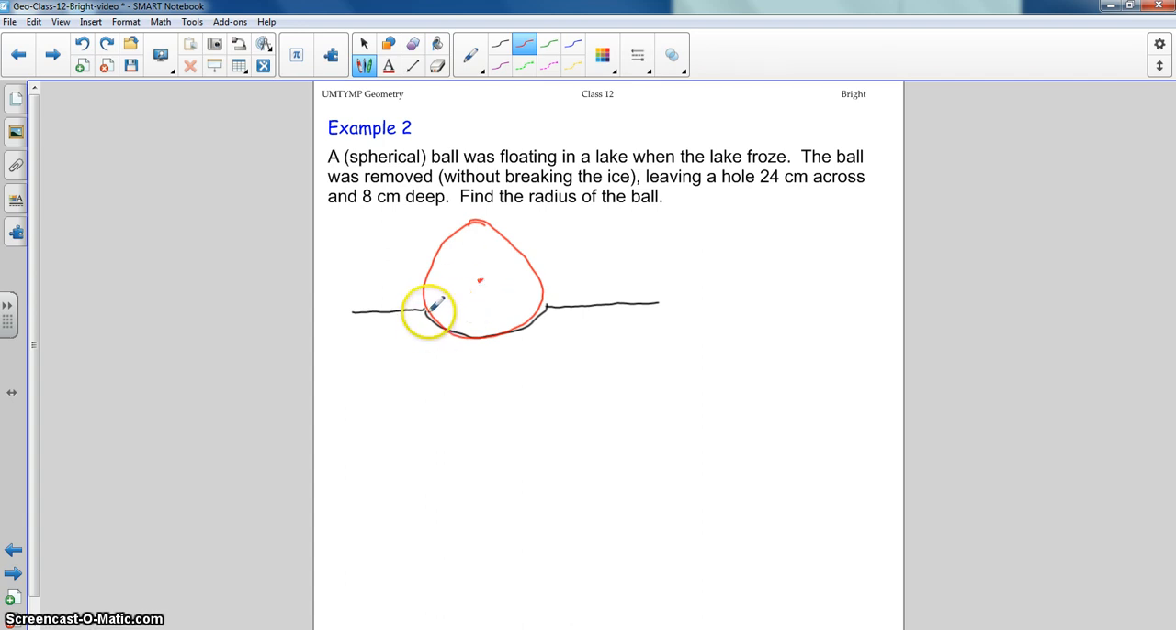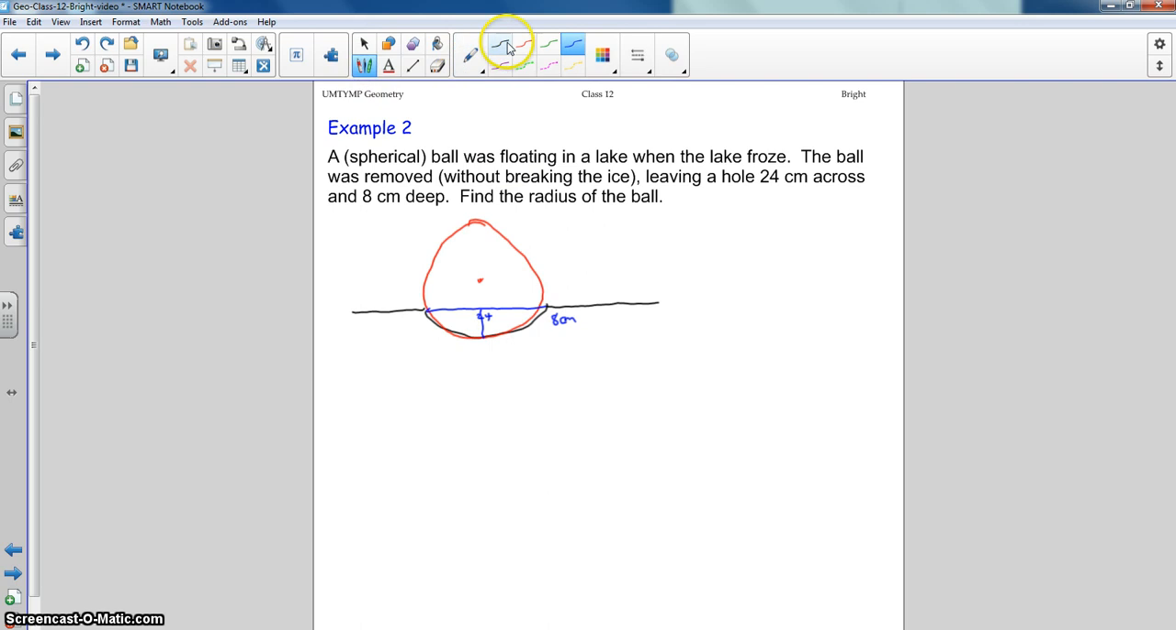So this distance, and I'll maybe do it in blue here, this distance here was 24, and the depth here, the total depth, was 8 centimeters. Okay, so maybe I'll move this out here and this. Nope, that's going to stay there, I guess. Okay, so then this distance, the vertical distance here is 8.